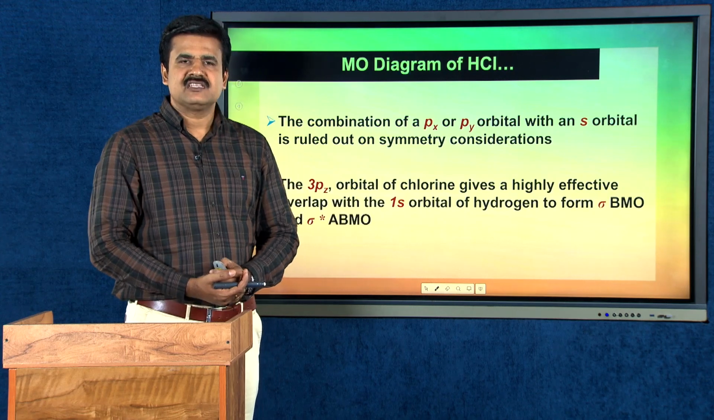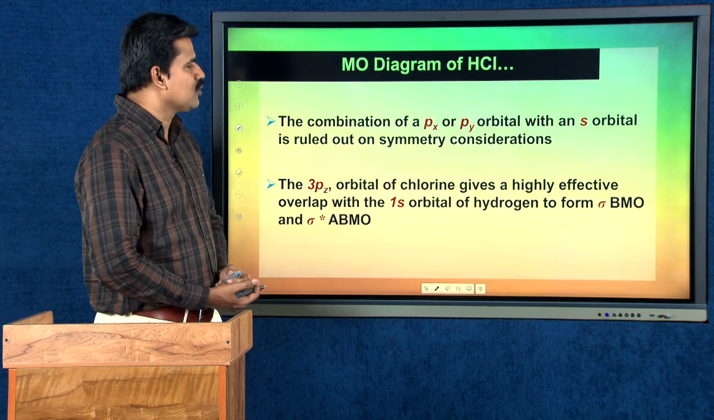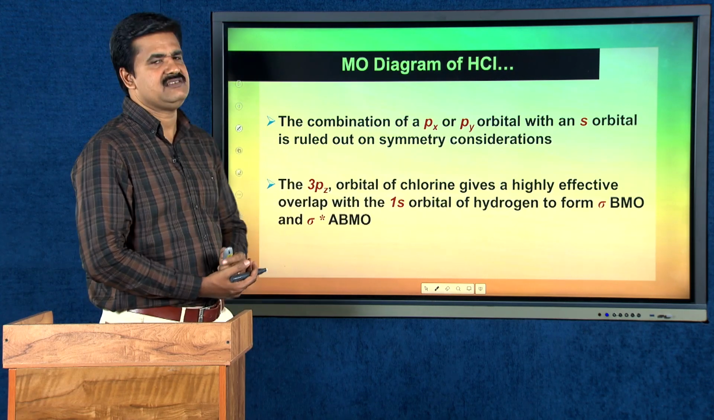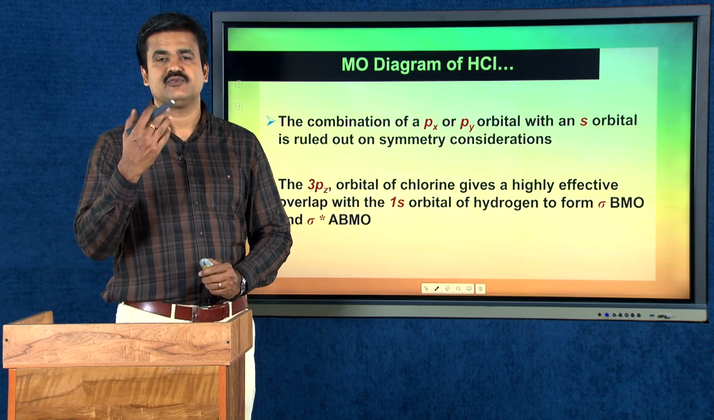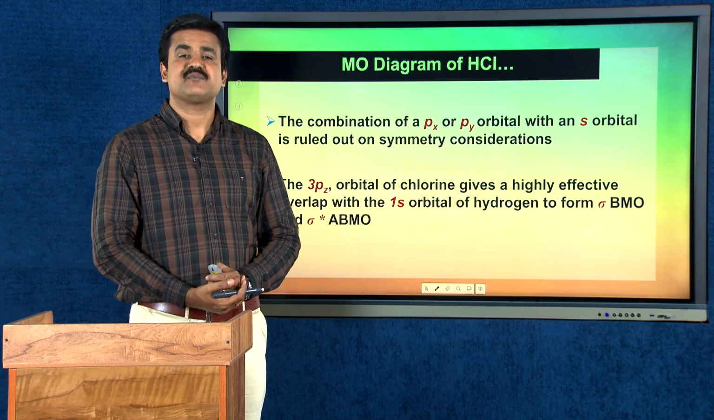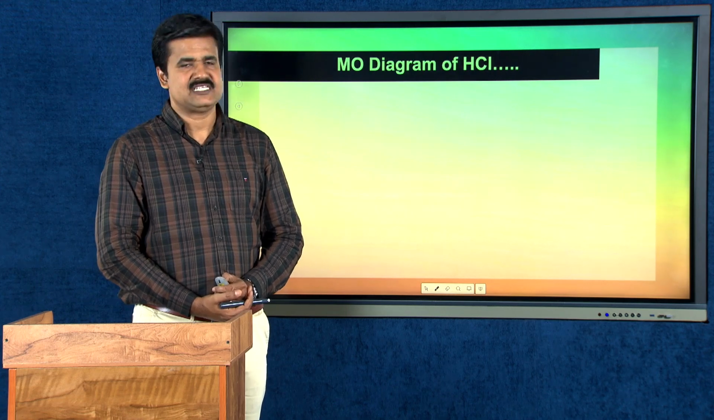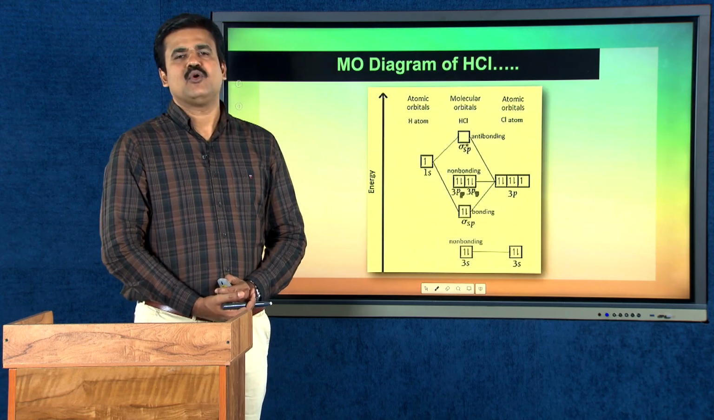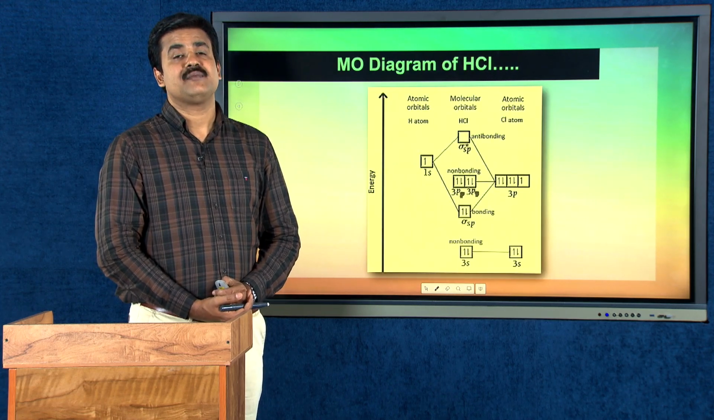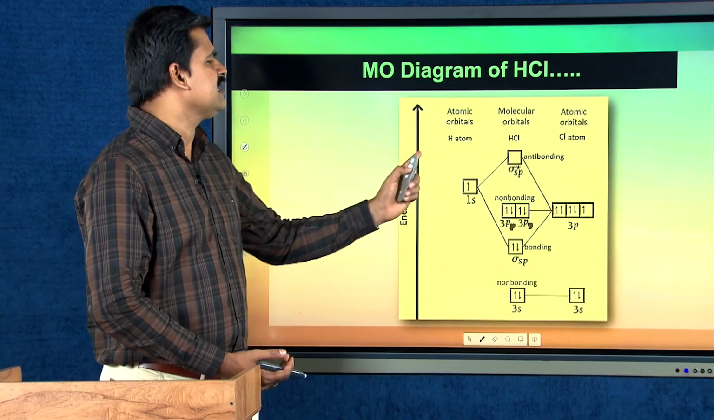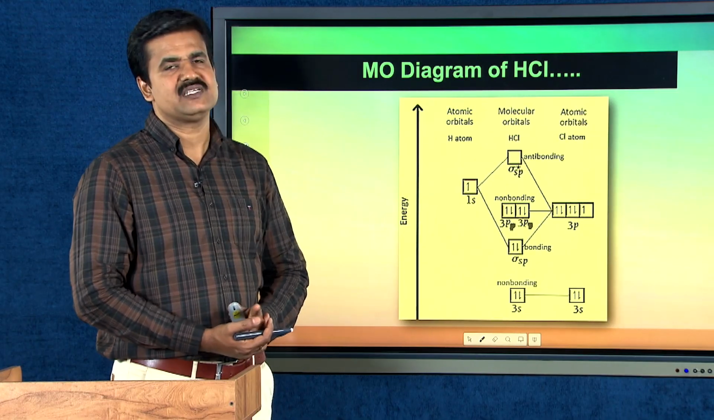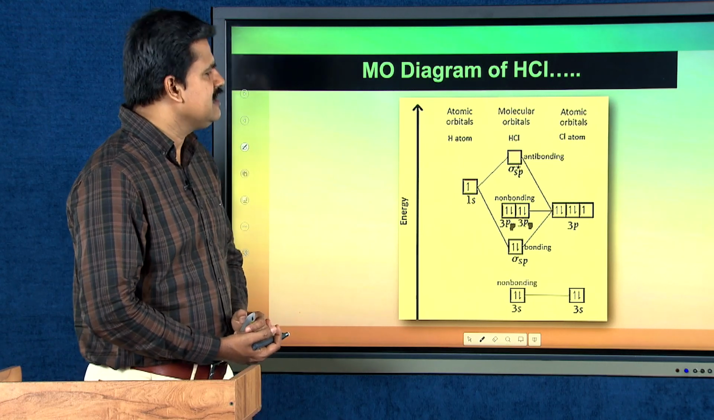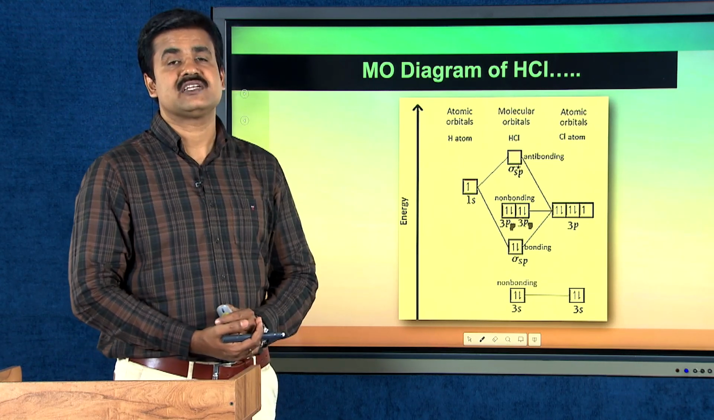Thus, the 3pz orbital of chlorine gives a highly effective overlap with the 1s orbital of hydrogen to form a sigma bonding molecular orbital and a sigma star antibonding molecular orbital. The MO diagram of the hydrogen chloride molecule can be represented like this. Here in the MO diagram, you can see the 1s atomic orbital of hydrogen and the 3s as well as the 3p atomic orbitals of chlorine.